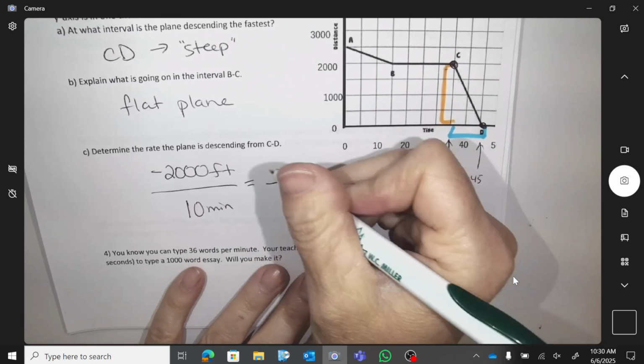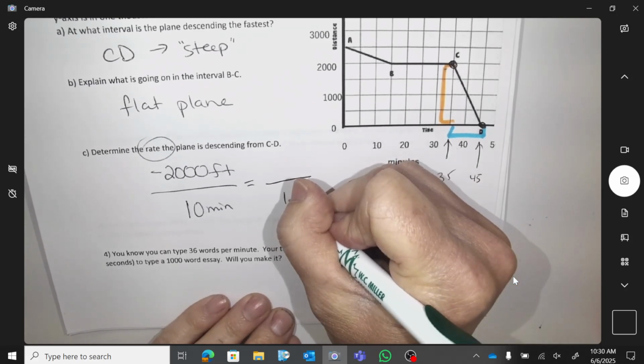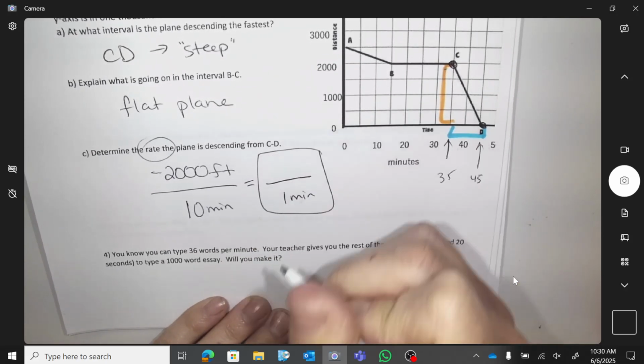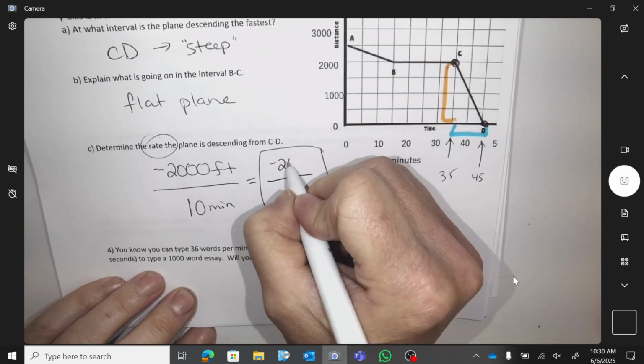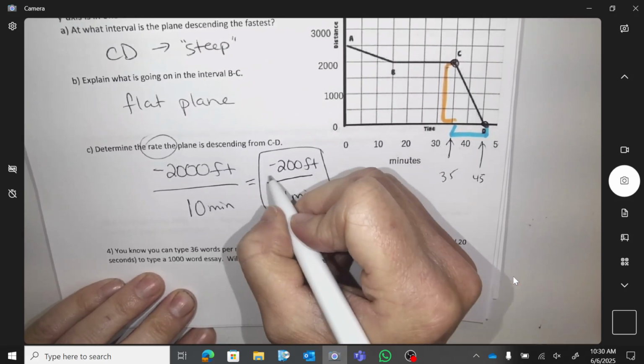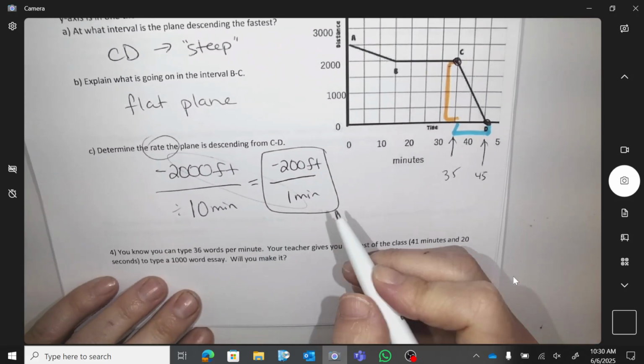So when we talk about rates, it's good to do it as a unit rate. So what is feet per 1 minute? Divide.